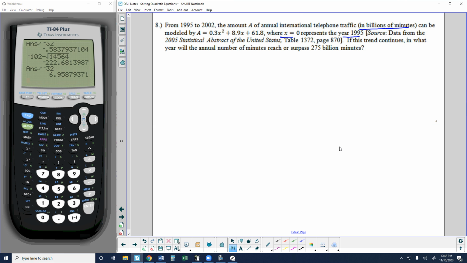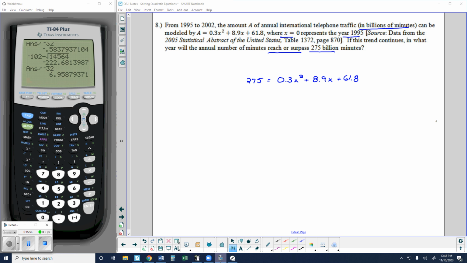Okay? We want to figure out when the annual number of minutes will reach or surpass 275 billion. So what they're giving us is A. So 275, this equation again is already in billions, equals 0.3x squared plus 8.9x plus 61.8. So this is a quadratic equation that we need to find a solution for.